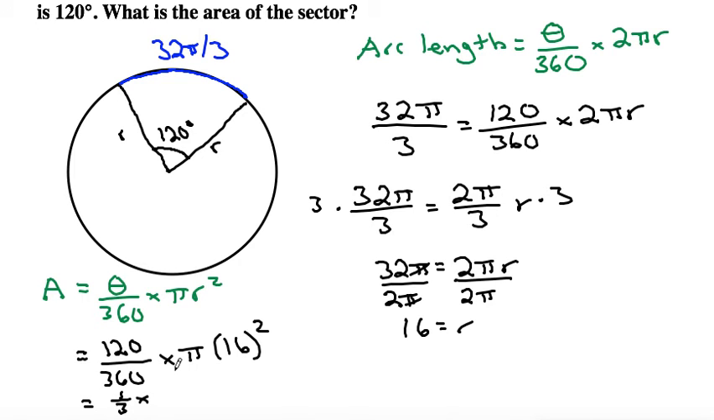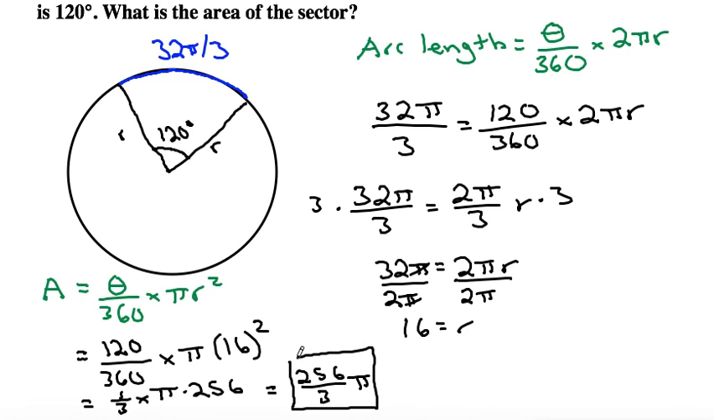Let me grab my calculator. 16 squared is 256. So this would be 1/3 times pi times 256. Just simplifying that a bit, 256 divided by 3 is not an integer, so we can't simplify that. We can just leave it as 256 over 3 pi, and that would be the exact answer. If you wanted to find it as a decimal, you could multiply the pi in to find it as a decimal.